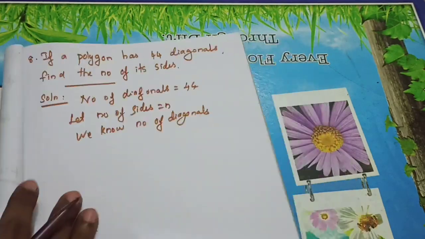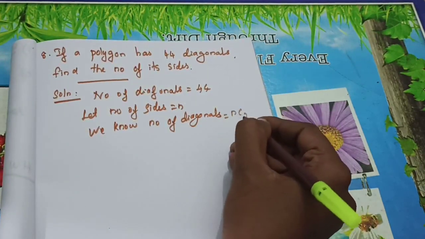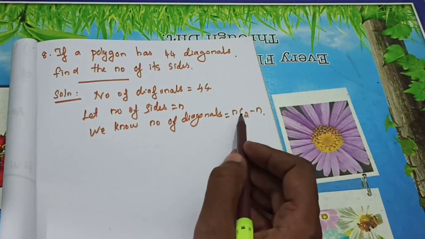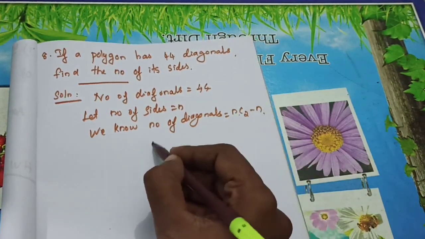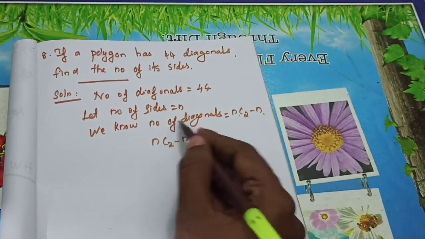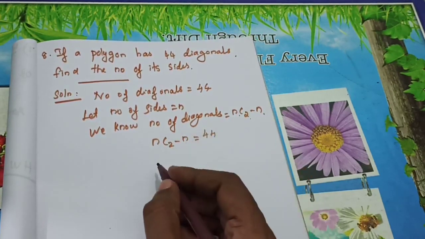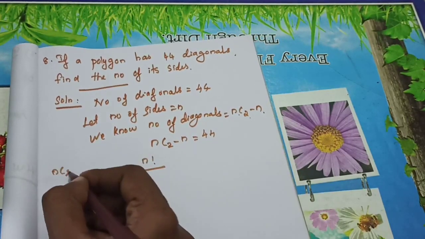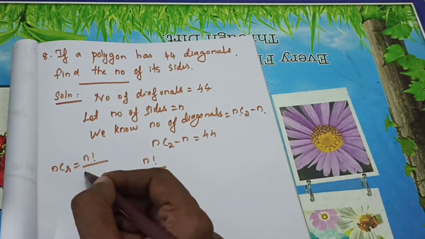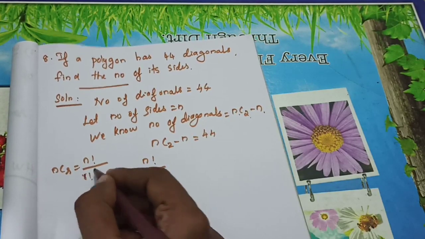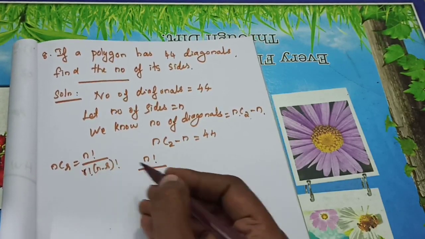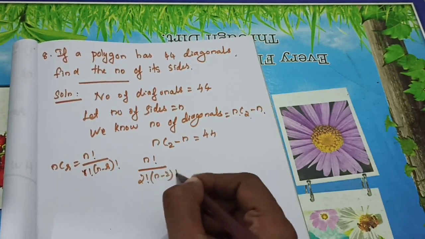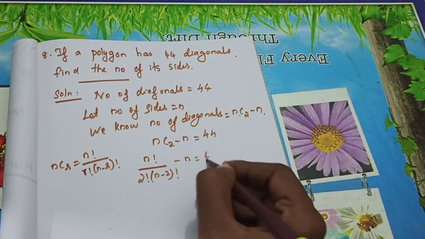Otherwise, you can learn it as a formula: number of diagonals is equal to nC2 minus n. No problem. The value is given: nC2 minus n, the number of diagonals, the value is 44. So nC2, how will you write? That's the formula for nCr: n factorial divided by r factorial into n minus r factorial. Using this, write down n factorial over 2 factorial into n minus 2 factorial, minus n, is equal to 44.